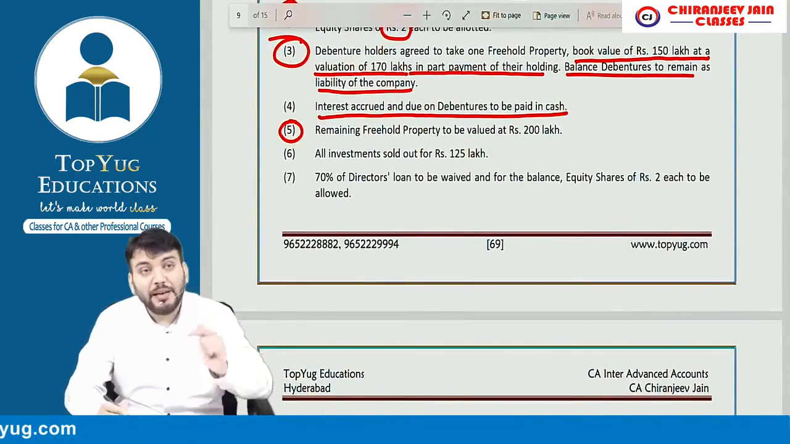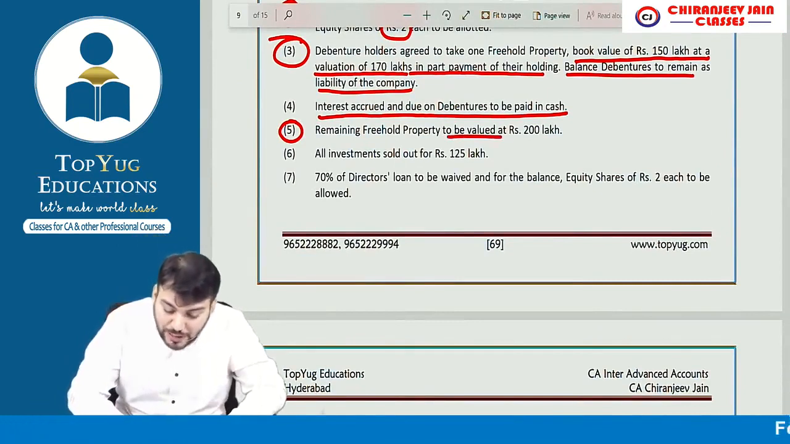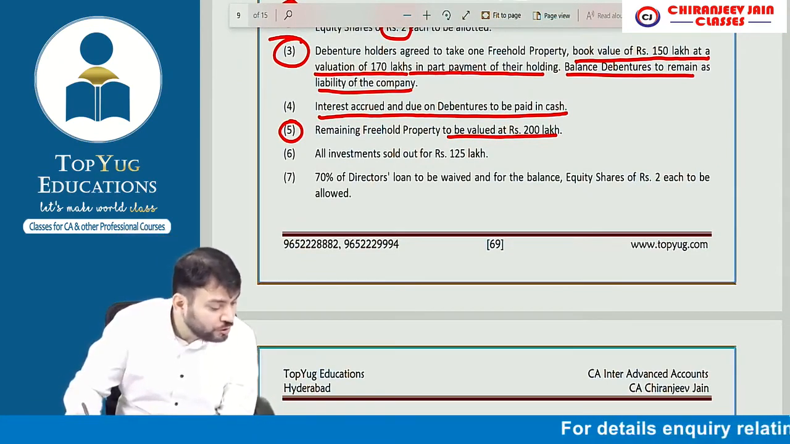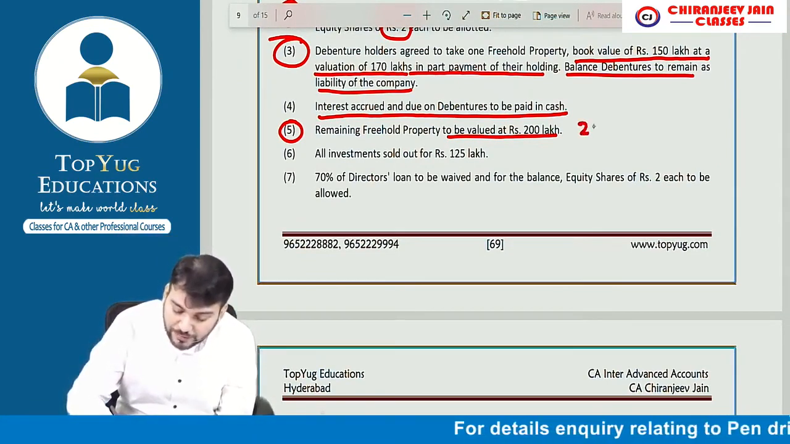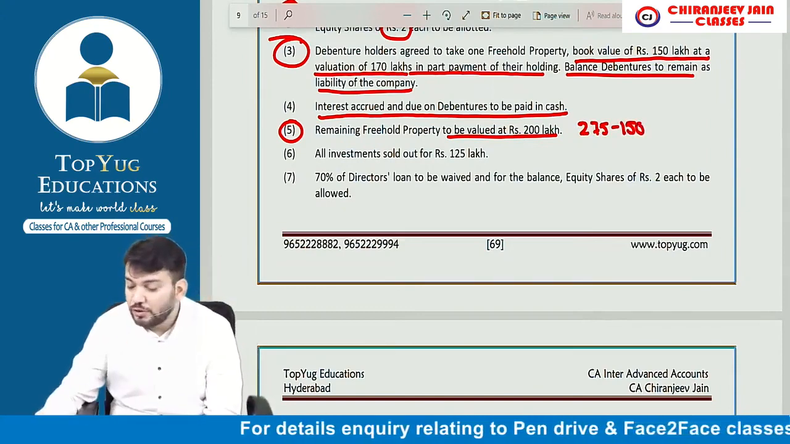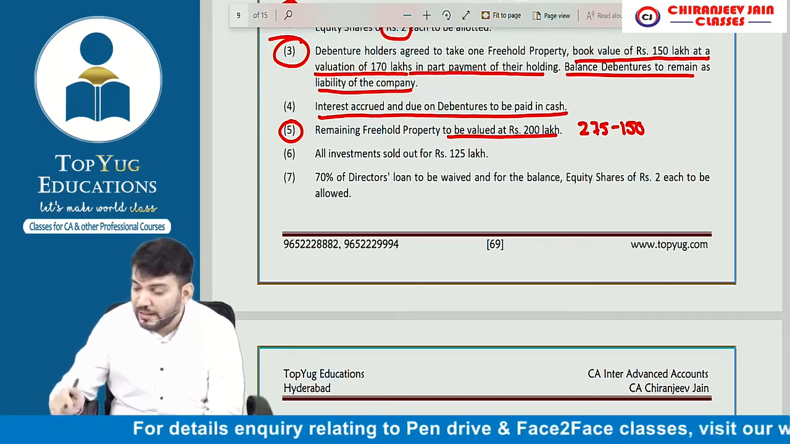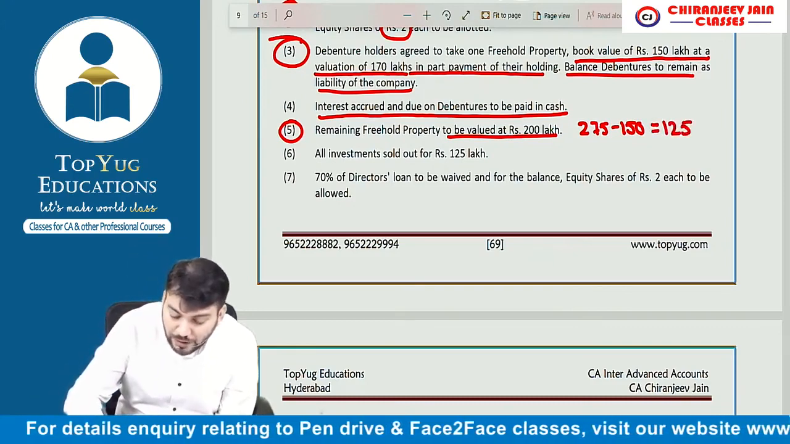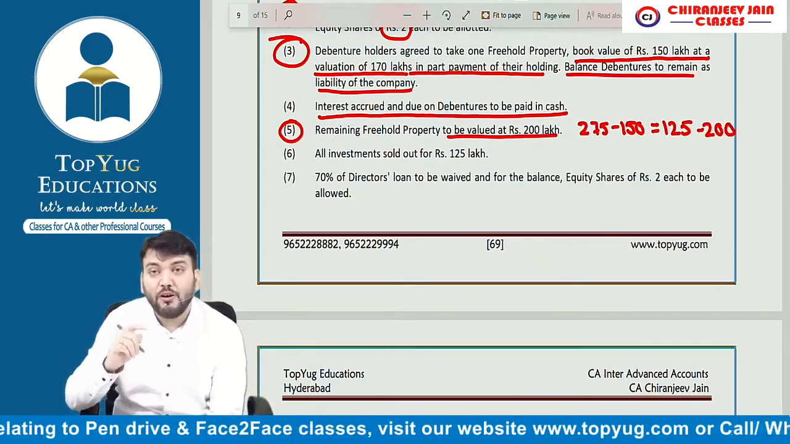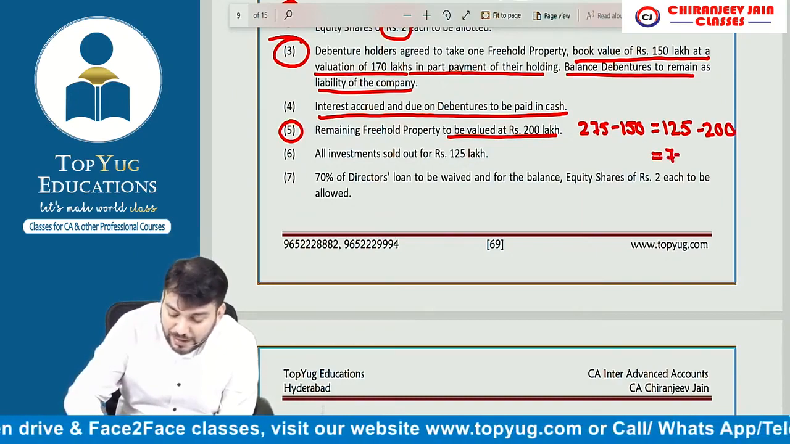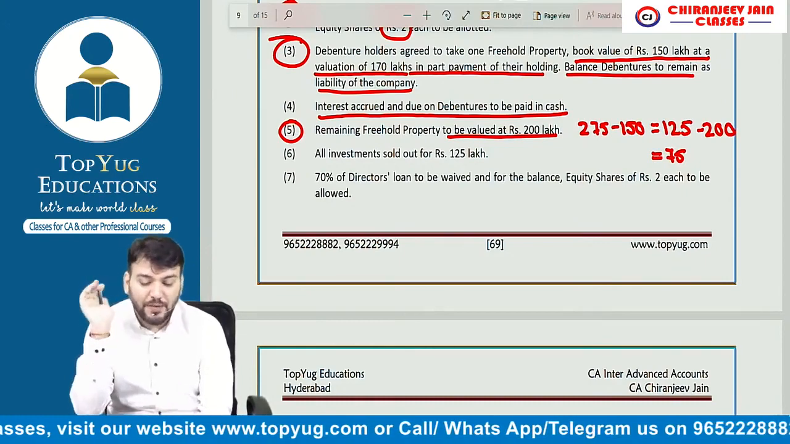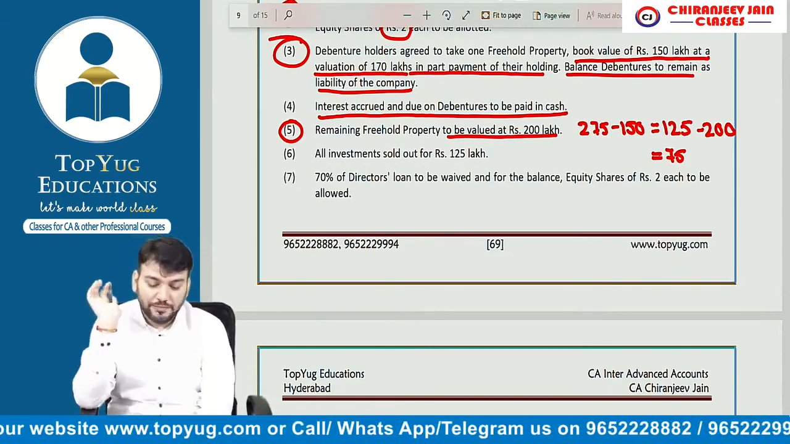Point number 5, remaining freehold property to be valued at 200 lakh. Remaining. See, total freehold property is how much? Total freehold property is 275. Out of 275, 150, whose book value it was, has been given. So 275 minus 150 is equal to 125. It says 125 now becomes 200. So tell me how much increase? The increase in the remaining freehold property is 75 lakh. Have you understood this? Yes, sir.